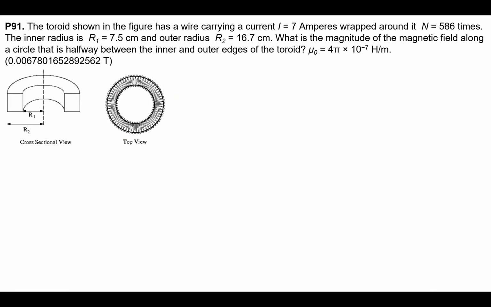Okay, the toroid shown in the figure has a wire carrying about 7 amperes wrapped around it, with N turns given by this. The inner radius R1 and outer radius R2 are given. What is the magnitude of the magnetic field along a circle halfway between the inner and outer edges of the toroid?